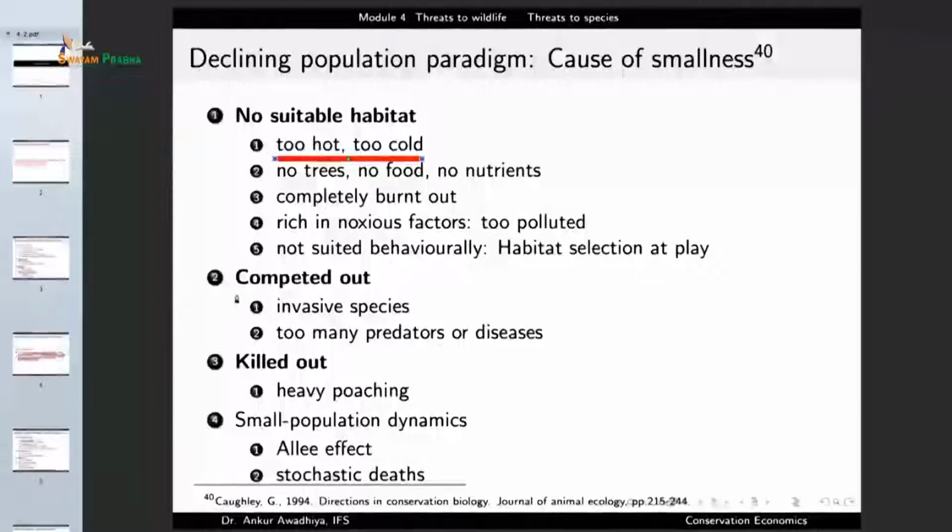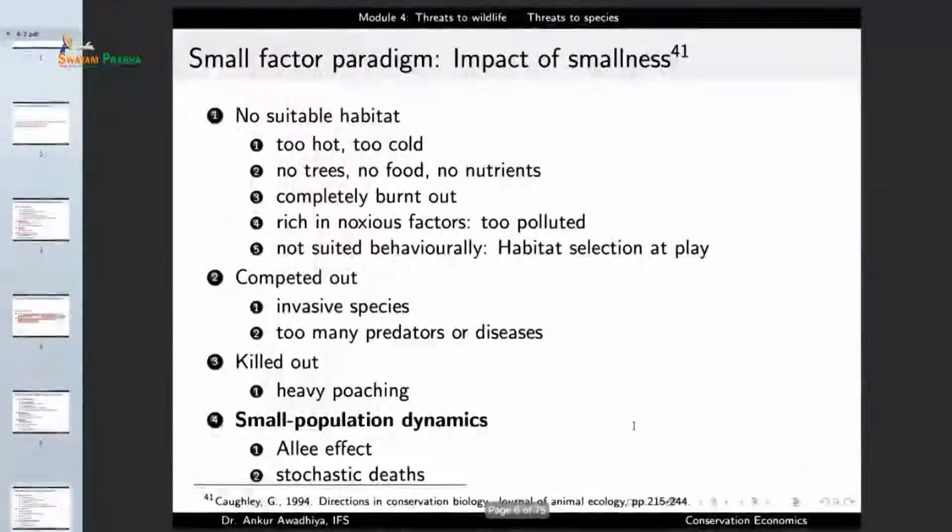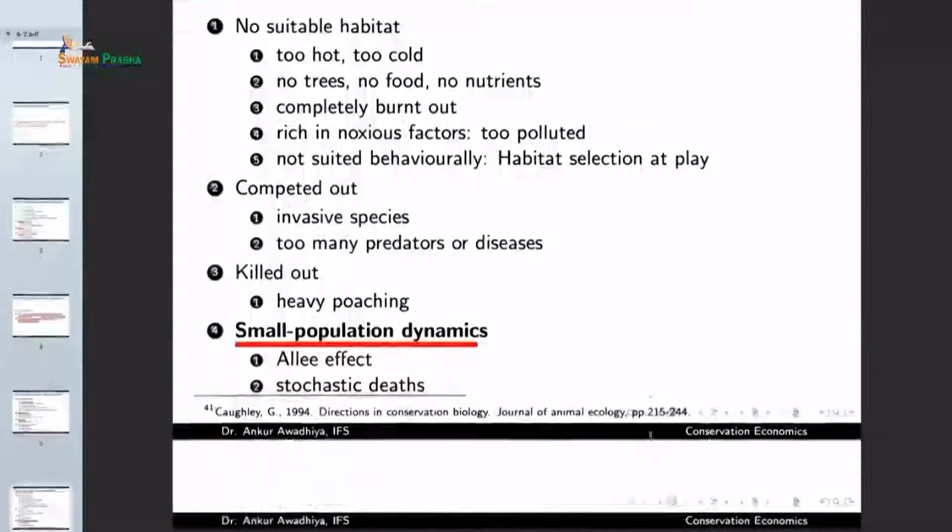Or we can have competition. Competition also pushes a large population to a smaller size population, or poaching. Now poaching, or heavy poaching, generally reduces a large size population into a smaller one. And in the case of the small population paradigm, we can consider small population dynamics such as the Allee effect and the stochastic deaths.